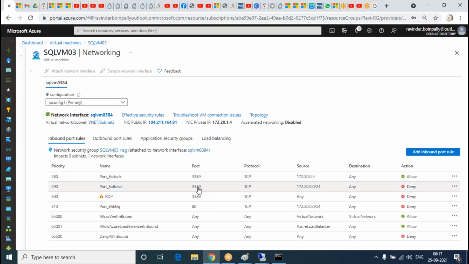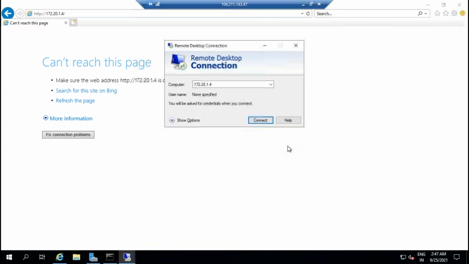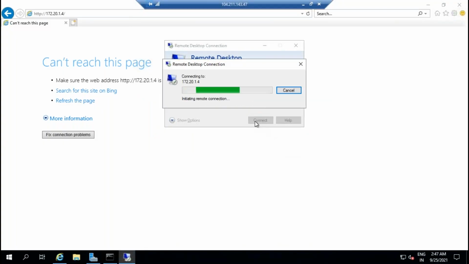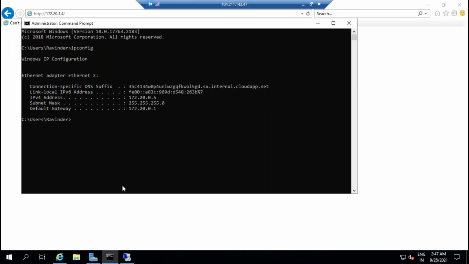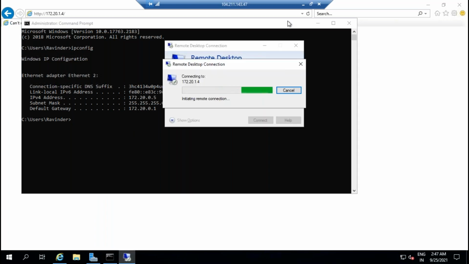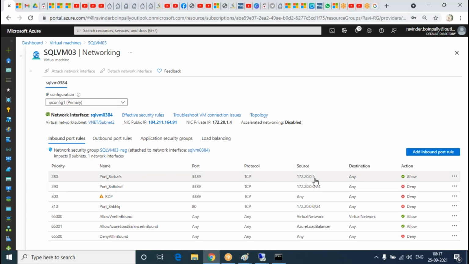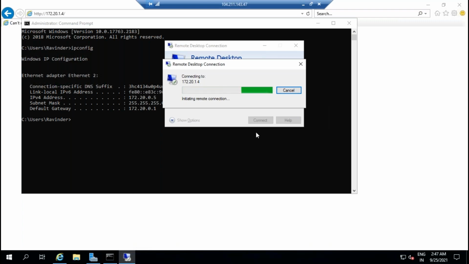There are only three rules with the RDP, and two of them are denies. Only one is allowing, and it allows only one IP. Not me, not you. No one can connect, but this machine can connect to that one. It's 0.5 only, right? It should, because the rule is at the top. So anyway, it takes some time, but it will talk for sure.